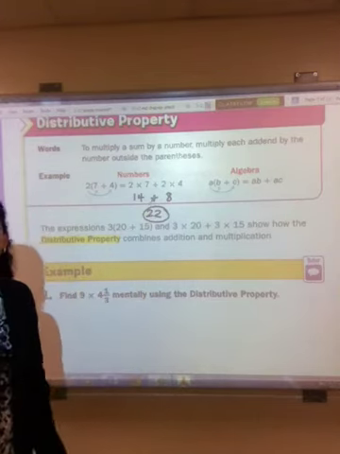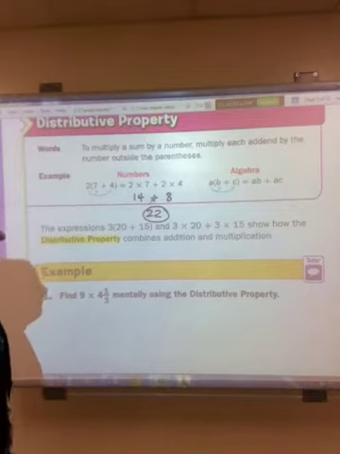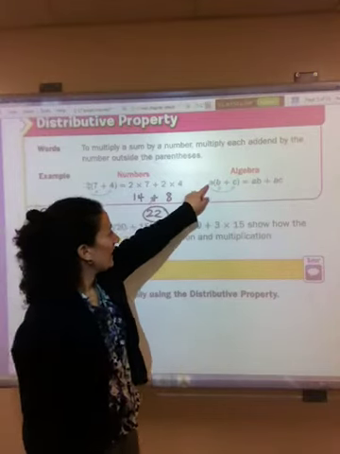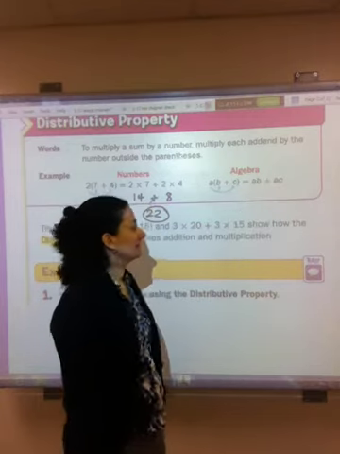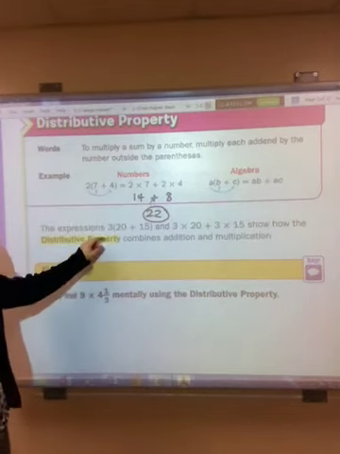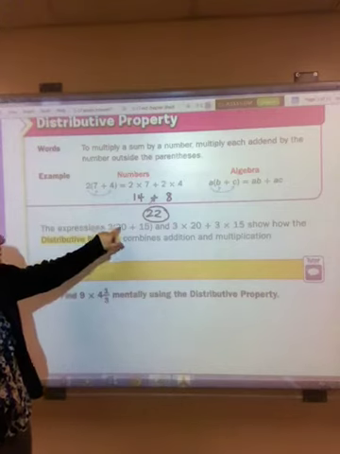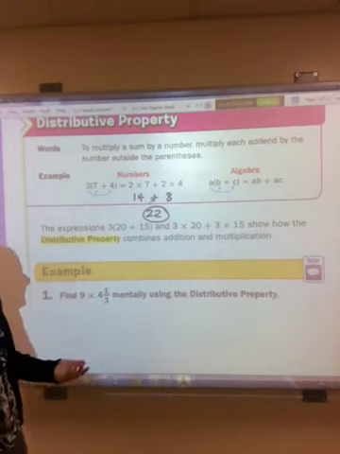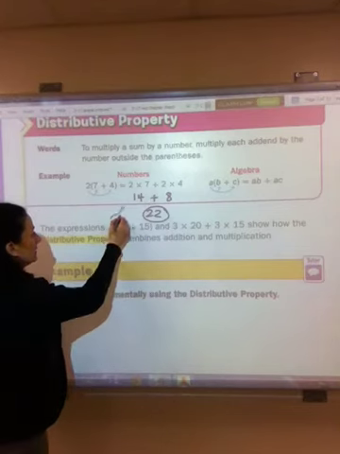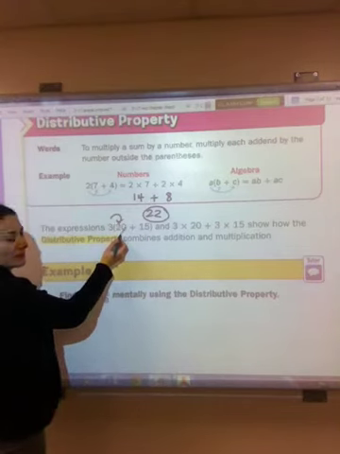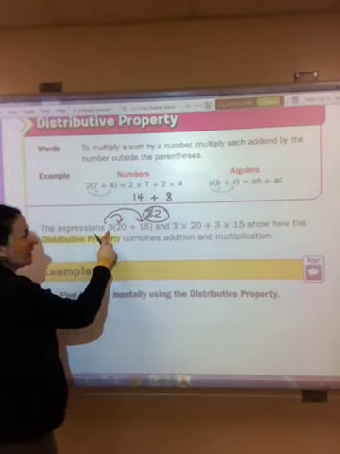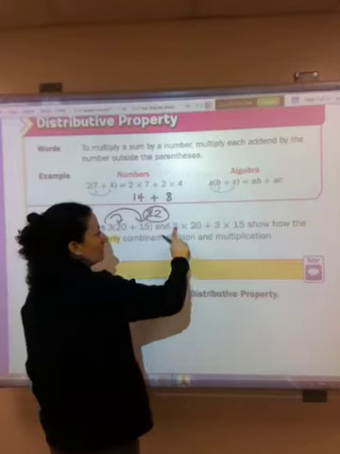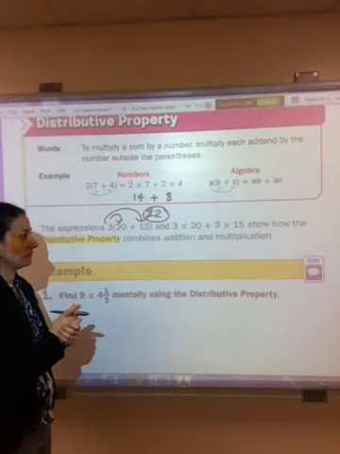So the distributive property helps us solve a problem quickly in our head. Algebraically, A times (B plus C) is the same thing as A times B plus A times C. Here's another example. The expression 3 times (20 plus 15) is the same thing as 3 times 20, the number outside by the number inside, plus 3 times 15, the number outside multiplied by the number inside. And then you find those two partial products and add those together.